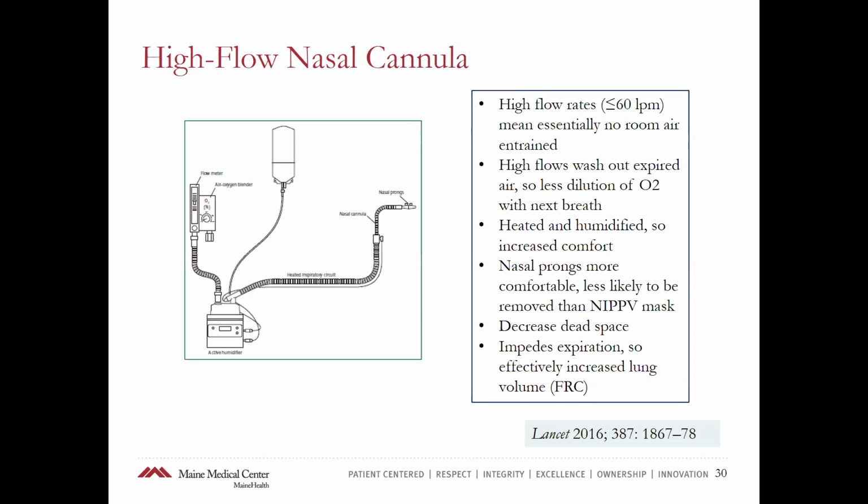High flow rates on these, like up to 60 liters a minute, means that essentially no room air is entrained. It doesn't have a chance, right, just because of the flows you're putting through the system. These same high flows mean that you're washing out the expired air, so there's less dilution of oxygen with the next breath that they take, right? It's heated, it's humidified, so it's more comfortable than some of the other options. Nasal prongs are more comfortable than a mask and less likely to be upsetting to somebody who's in a little bit of respiratory distress, so probably more likely to get worn.